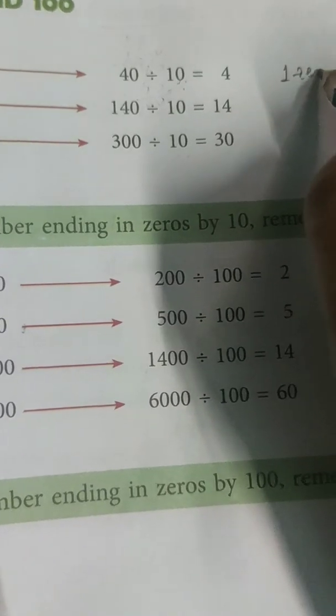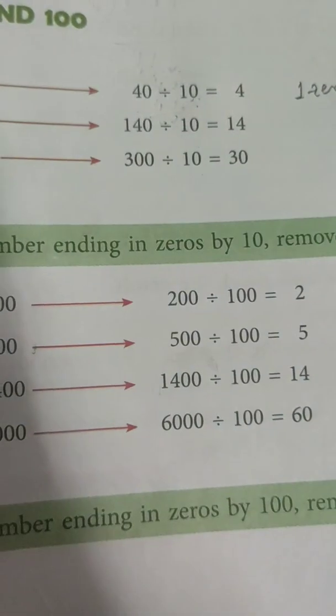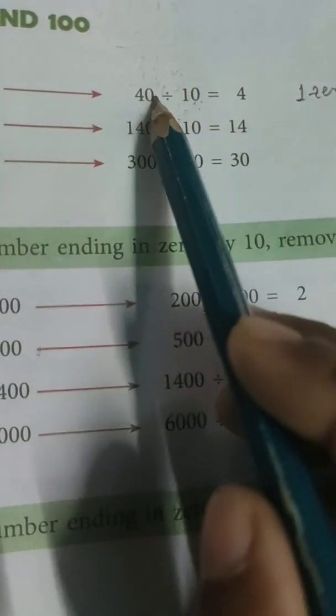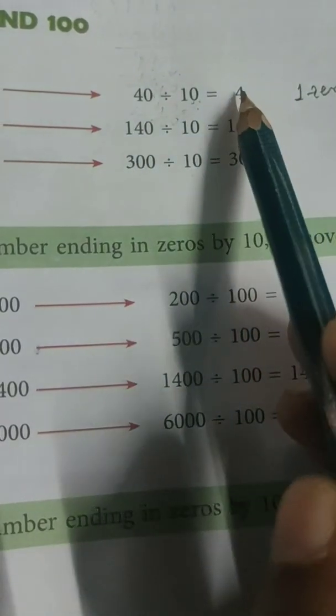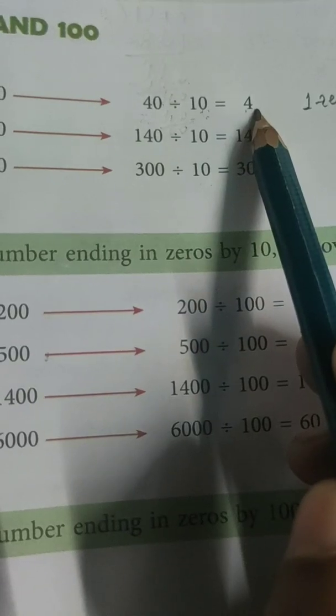So what will we do? We will remove one 0 from the right hand side of the dividend. So when we remove one 0 here, we are left with 4. So 40 divided by 10 equals 4.